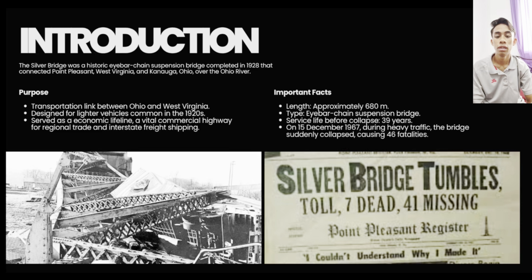On December 15, 1967, during the evening rush hour, the bridge collapsed into the Ohio River. The collapse resulted in the tragic loss of 46 lives and shocked both the public and the engineering community because the bridge appeared to function normally before the incident. Engineers began extensive investigation to understand the exact cause of the failure.